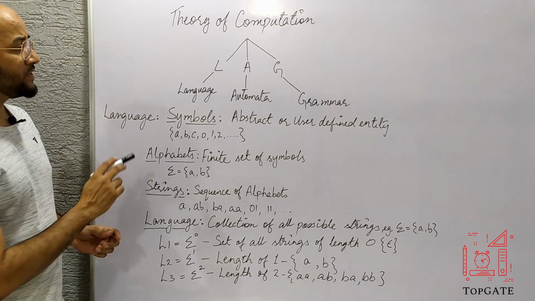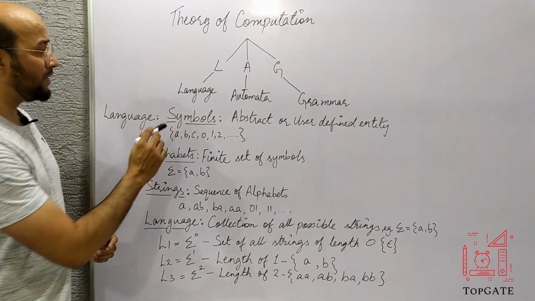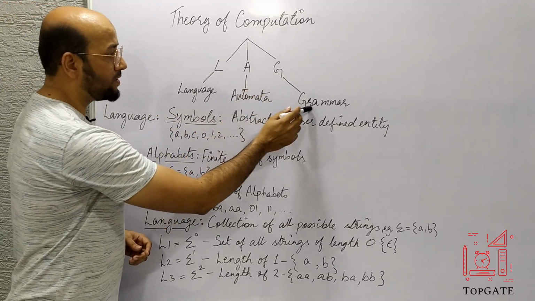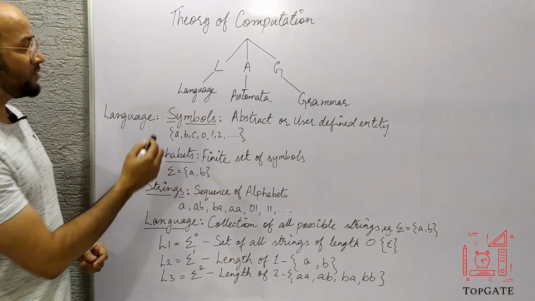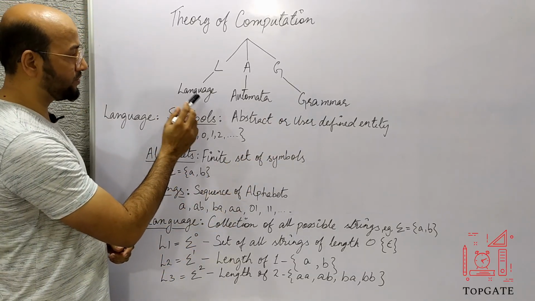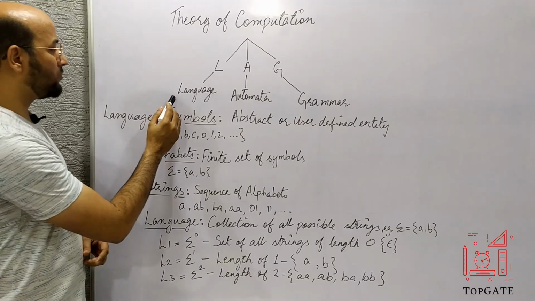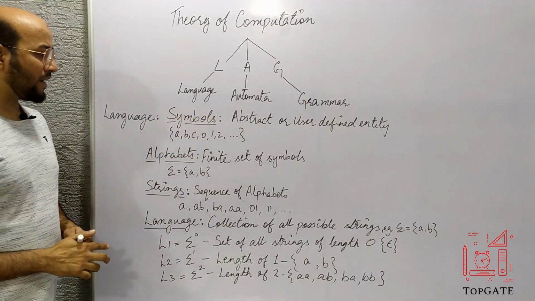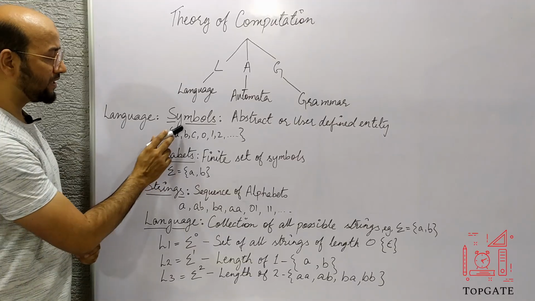Theory of computation has three pillars, namely language, the first pillar, automata, the second pillar, and grammar, the third pillar. One by one I'll explain all these three pillars. First of all, come to language, the first pillar. The building blocks of a language: the first building block is the symbol.